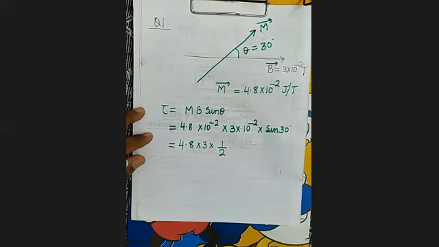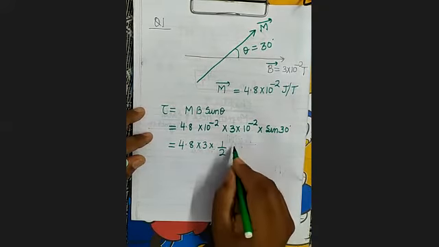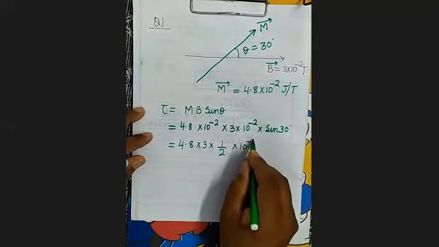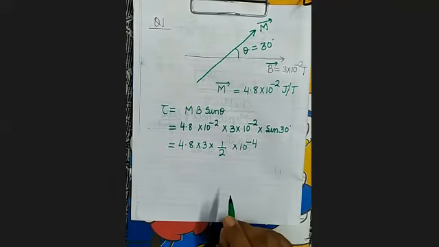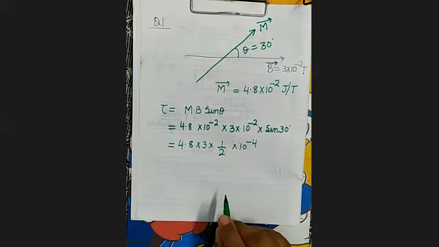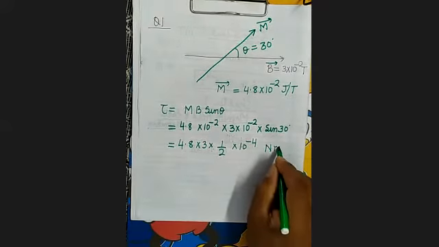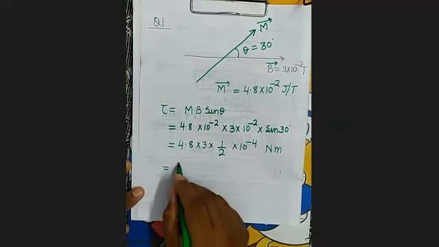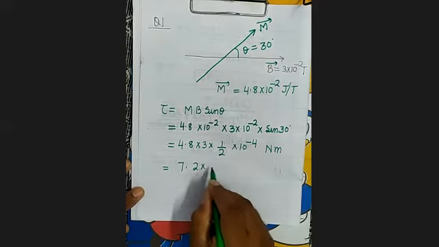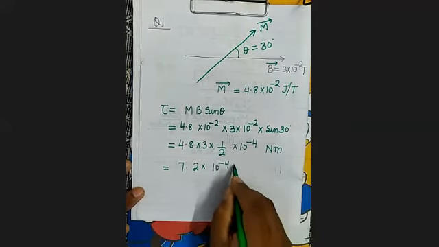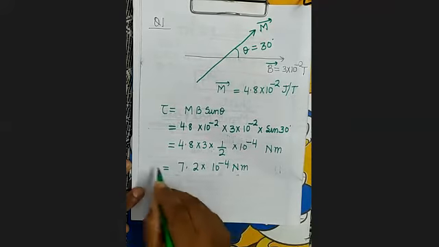Is it clear? Into 10 to the power minus 4. And what is the unit of torque? The torque unit is Newton meter. What is the unit of torque? Newton meter. So when you simplify, it is 7.2 into 10 to the power minus 4 Newton meter.